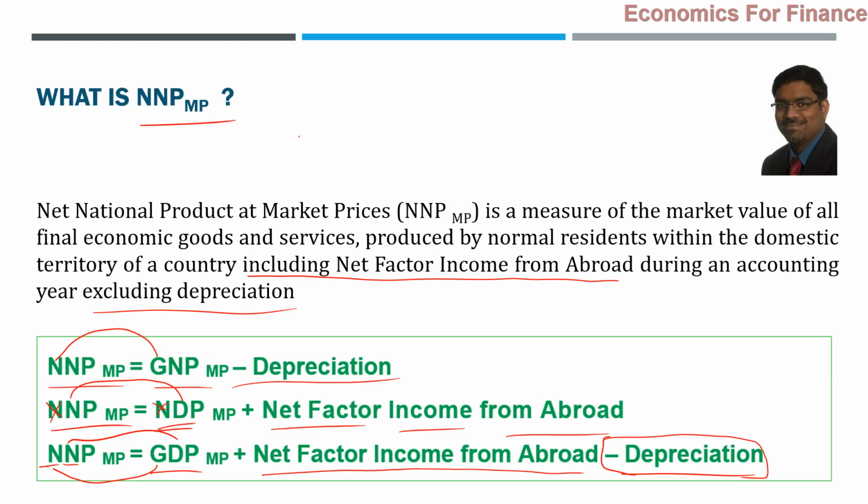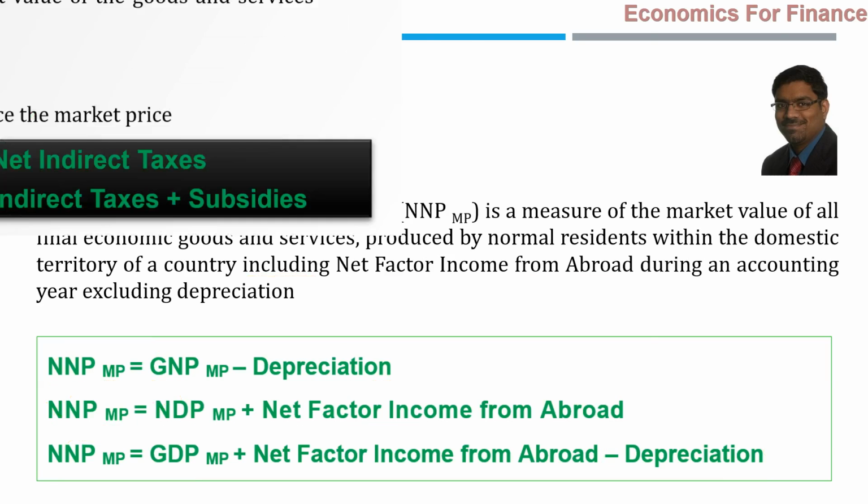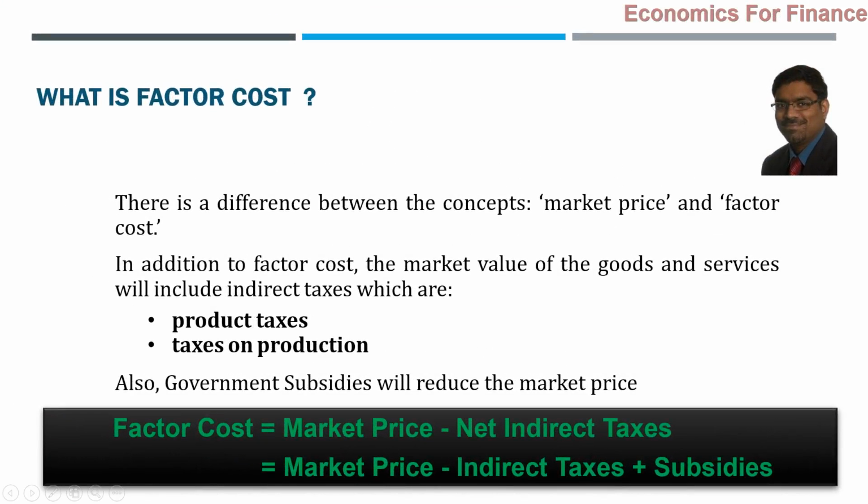Then domestic I want to convert to national, so naturally you have to add net factor income from abroad. So from one thing, every other thing can be and should be calculated. We should be able to calculate from any one aspect that is given in the question. By doing certain adjustments, we should be able to compute something else which is asked in the question.